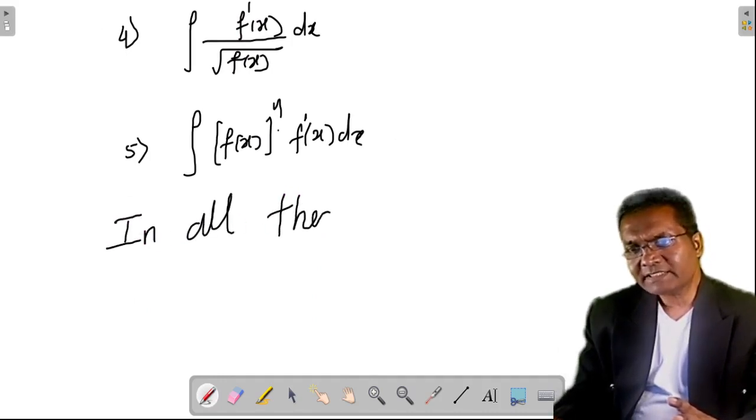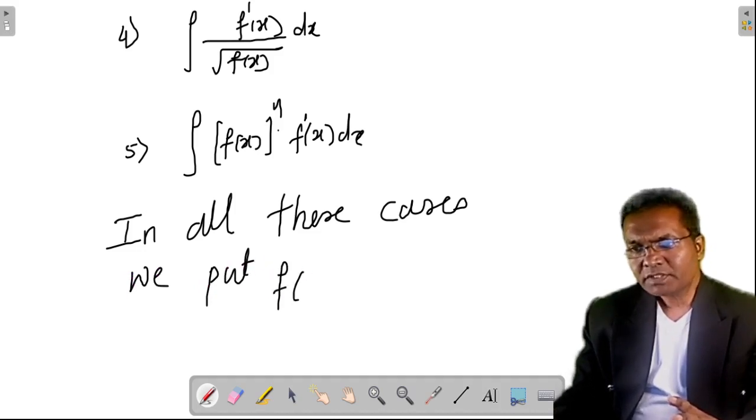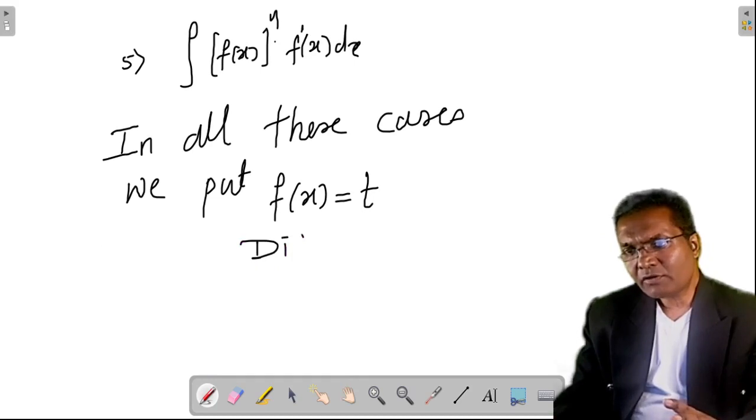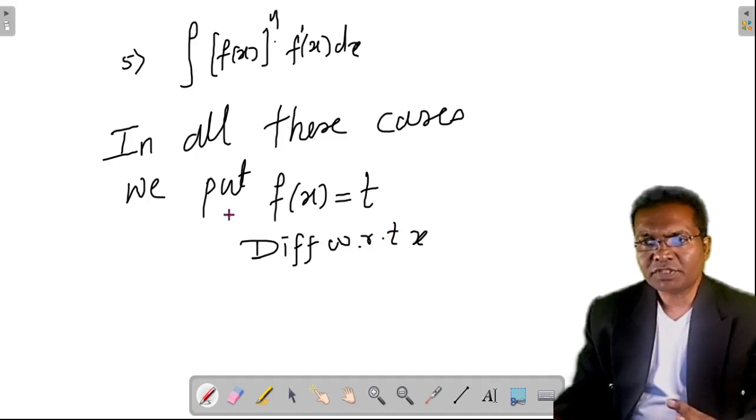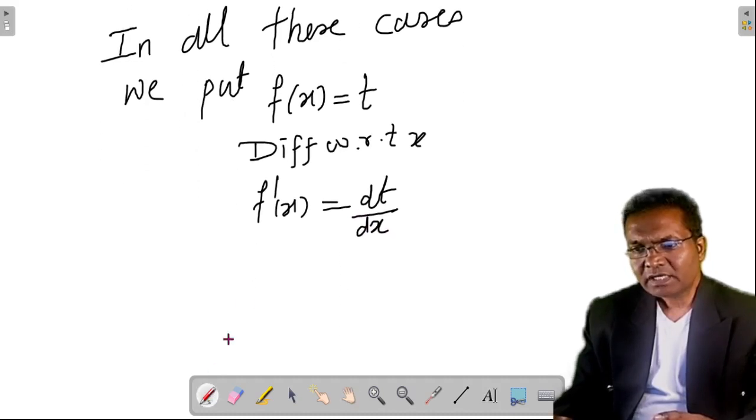In all these cases, the working procedure is: we substitute, we put f of x is equal to t, and we obtain f dash from this. You have to differentiate with respect to x. So you will get f dash x is equal to dt by dx, and you may write f dash x dx is equal to dt.